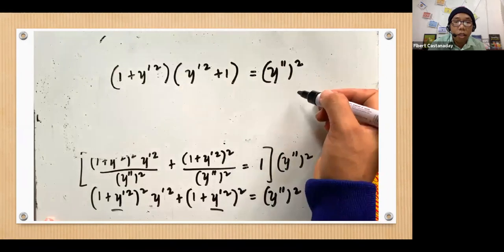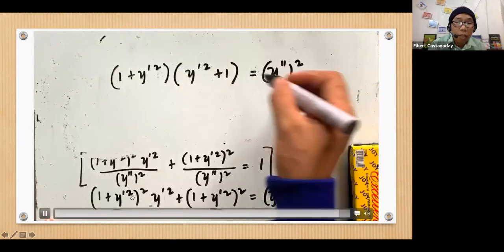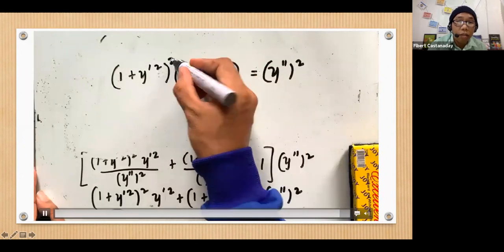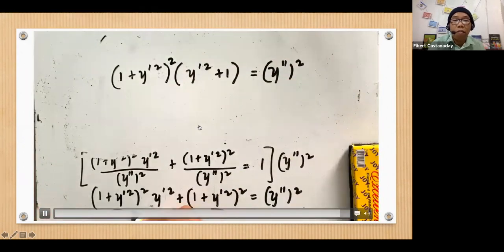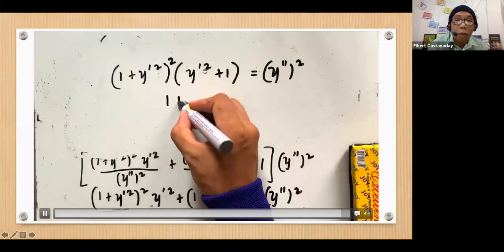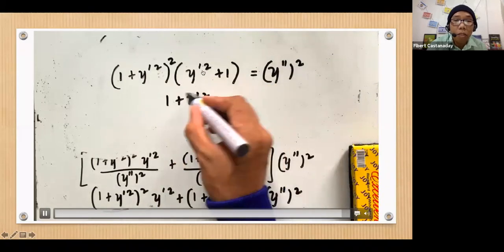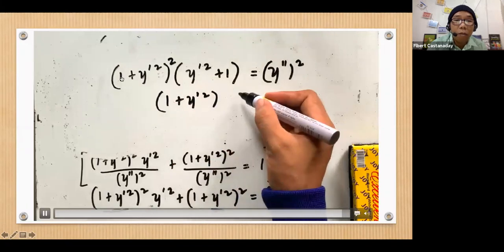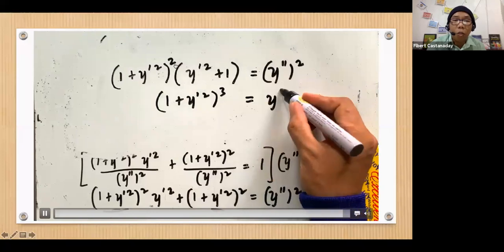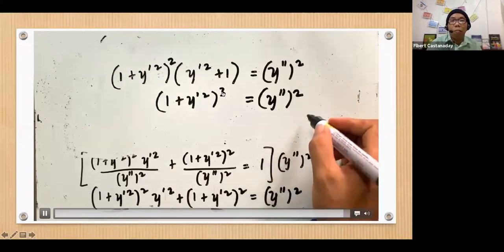Again, take note, what we factored out is 1 plus y prime squared raised to 2, so it should have the raised to 2. Thank you, Sir Phil, for the correction. Now what have you noticed? Both have y prime squared plus 1, so you can actually combine them. It will have a power of 3 now: 2 plus 1 raised to 3.